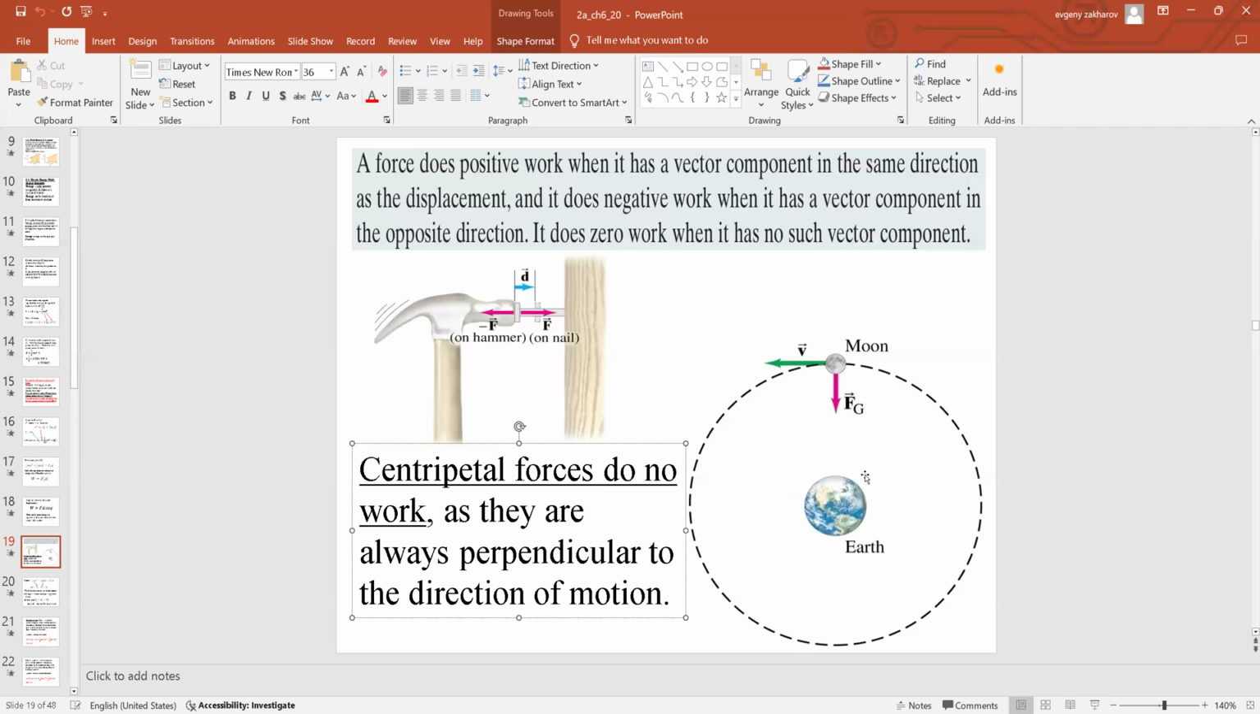And if you take a look at the tension force being centripetal, you'll find the same result. Centripetal forces produce 0 work because they are always at 90 degrees with respect to displacement. So centripetal forces do no work because they are perpendicular to the direction of motion.